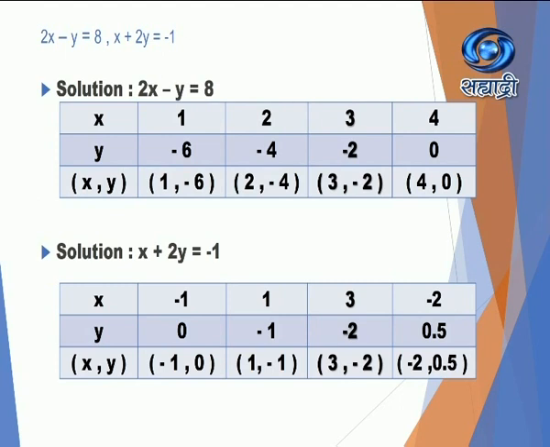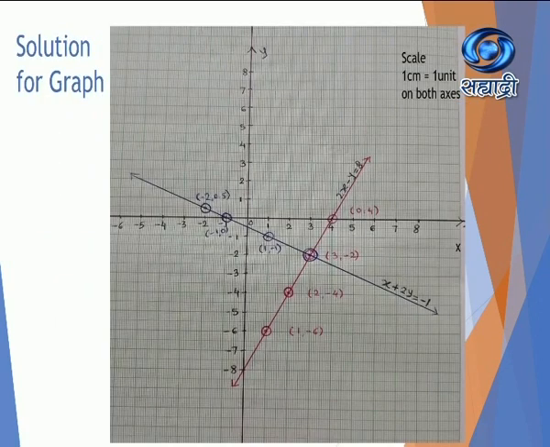If we choose 1 as a value for x, I get minus 1 as y. Then I have chosen x is equal to 3, so I get the value for y, that is minus 2. And if I choose minus 2 as x value, I get 0.5 as my y value. Once you are completed with this particular work, then you will move on to drawing a graph.